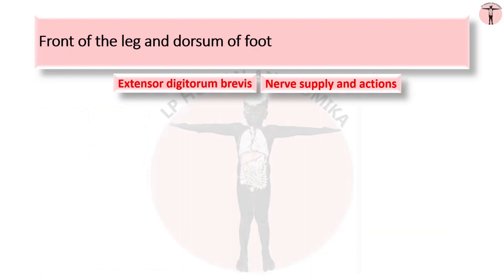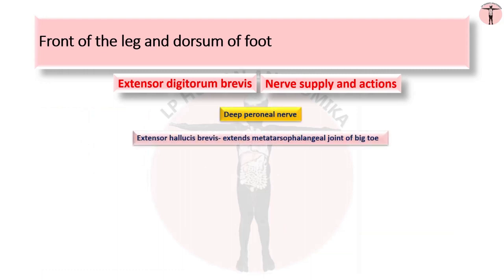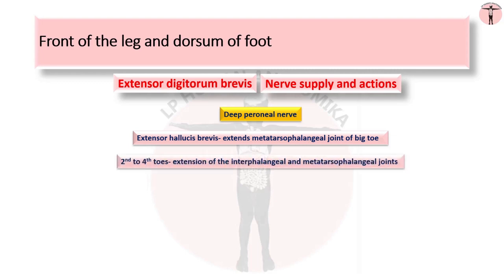It is supplied by the deep peroneal nerve. Extensor hallucis brevis extends the metatarsophalangeal joint of the big toe. The tendons of the second to fourth toes extend the interphalangeal and metatarsophalangeal joints of the respective toes.